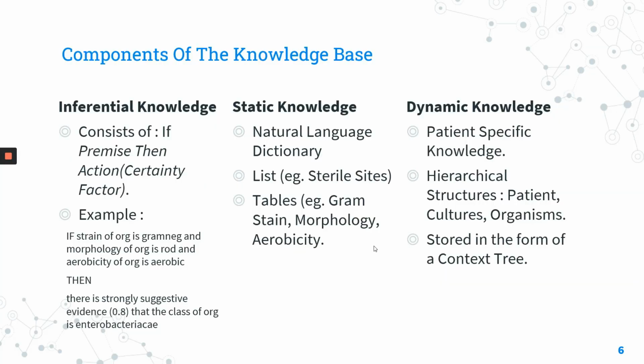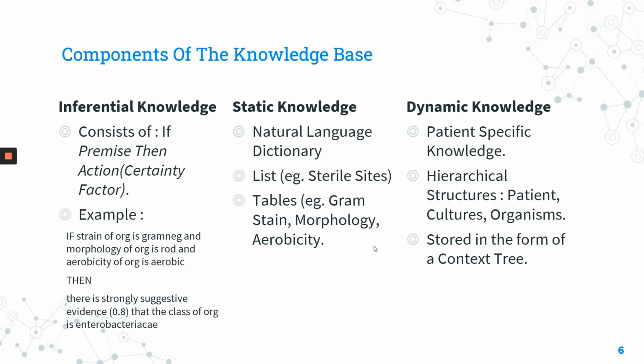First is inferential knowledge. It consists of if-premise-then-action rules. These rules are simply if-else conditions, wherein if the premise, or a certain set of statements, is true, then the system can determine that the patient has a particular disease with a certainty factor. The certainty factor is basically the probability of confidence by the system for a particular infectious disease. Next is static knowledge. The static knowledge consists of lists and tables, which are basically a combination of medical terms related to every infectious disease.